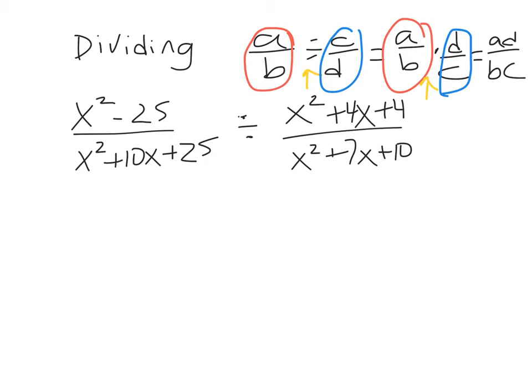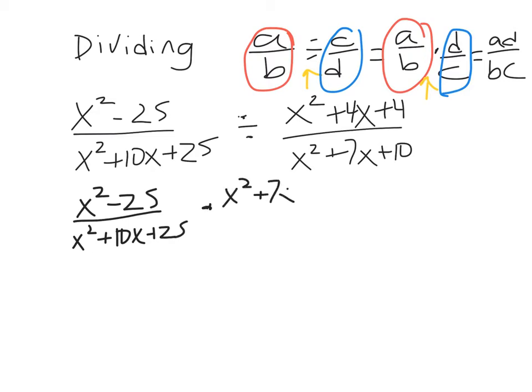So my first task in these is to flip my second fraction. So I'm going to have x squared minus 25 over x squared plus 10x plus 25 times x squared plus 7x plus 10 over x squared plus 4x plus 4. If you do a problem and you don't get a lot of stuff canceling, I would check and make sure that you did not forget to flip your fraction if you're dividing. But we leave our first one.